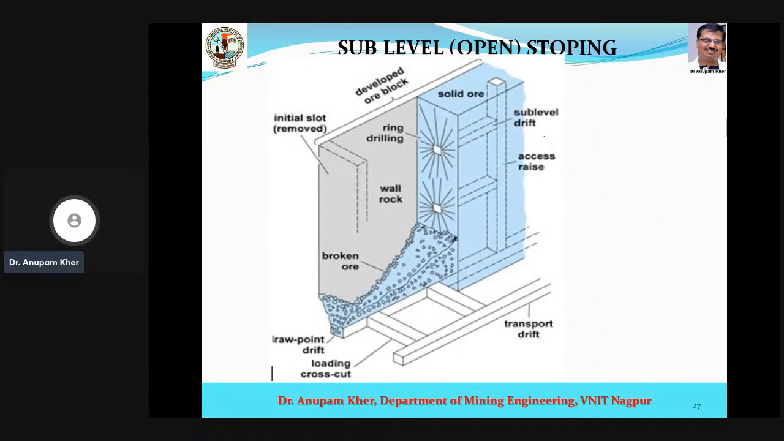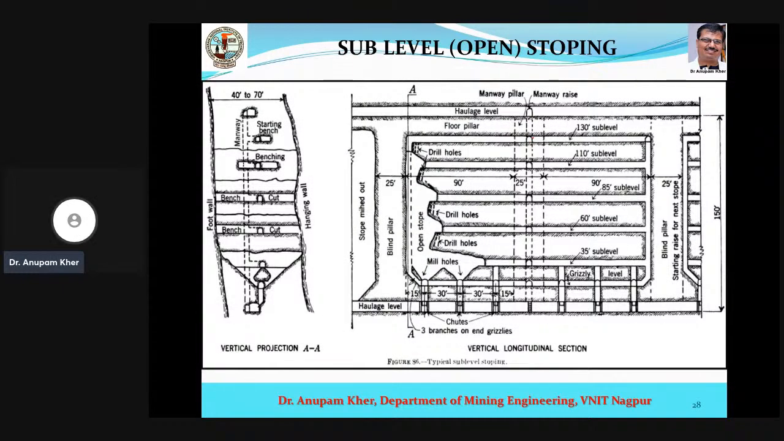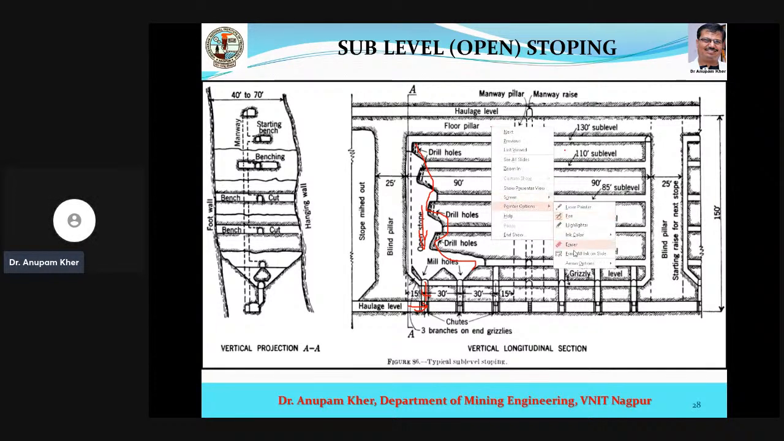So this is ring drilling. You can see the ring drillings can have different patterns, and this is a typical vertical longitudinal section on one side and the cross section on the other side. As you can see, the ring drillings move up, and all the ore falls down here, and it is then collected at the haulage level, and from the haulage level it is taken up to the lower level. Okay, so this is typical of sub level stoping.